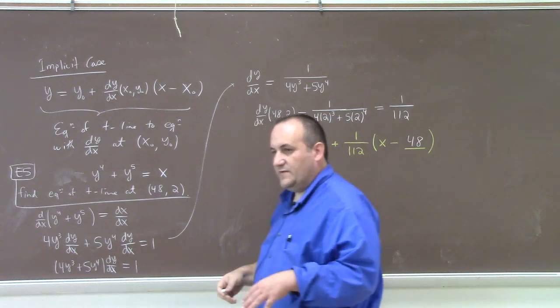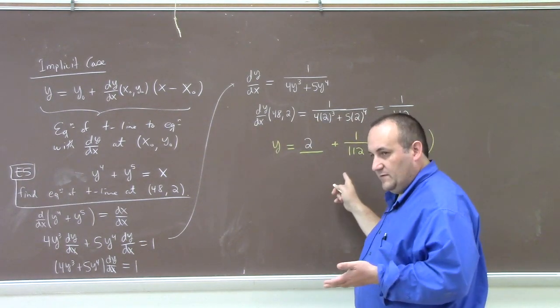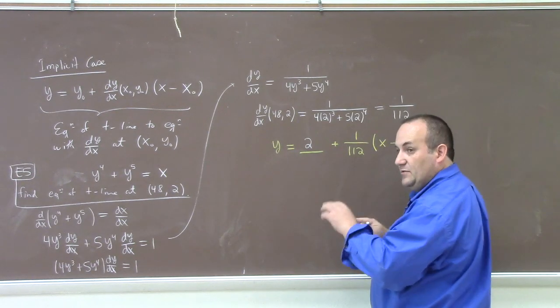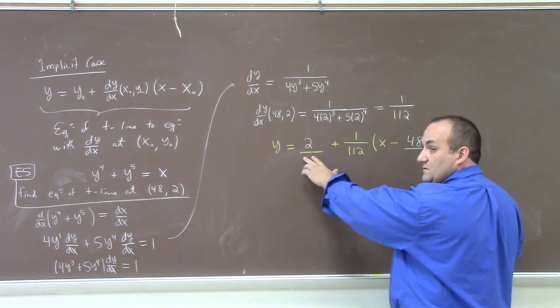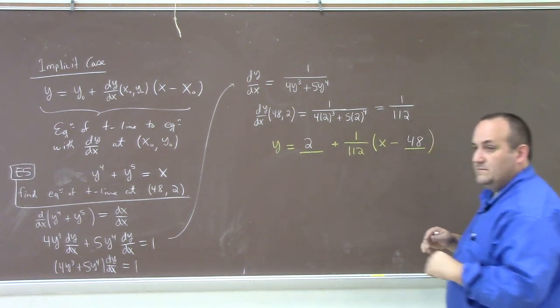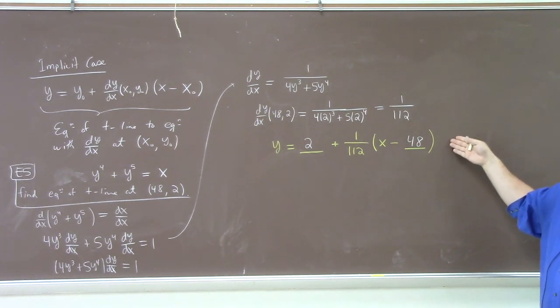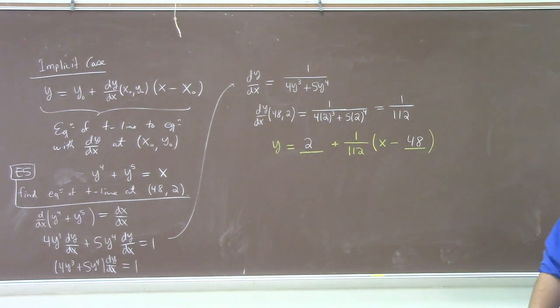To answer your question more fundamentally, that's the equation of a line with slope 1 over 112, which goes through the point 48, comma 2, right? If you plug in x equals 48 into this formula, that goes to 0, you're just left with 2, right? So you can check that indeed this formula goes through the point 48, comma 2, and it has slope 1 over 112. That's the right tangent line.